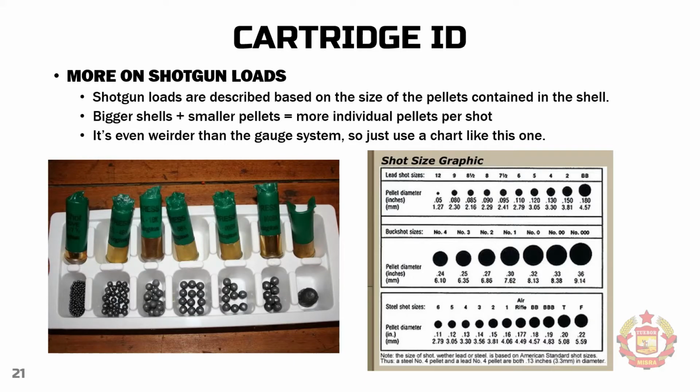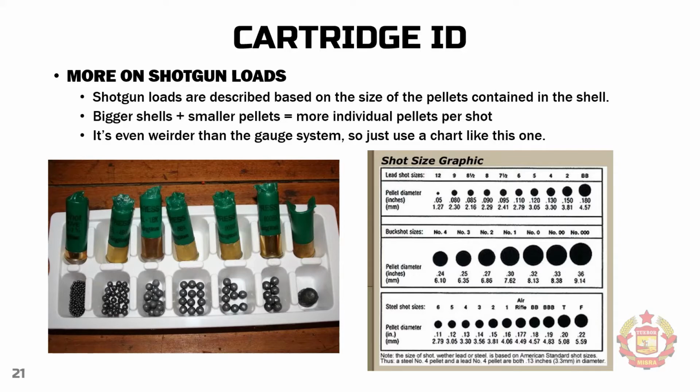More on shotgun loads. Not all birdshot, not all buckshot is the same. It's based on the size of the pellets contained in the shell. The bigger the shell and the smaller the pellets means more individual pellets per shot. It makes less sense than the gauge system, so it's easiest to just use a chart.